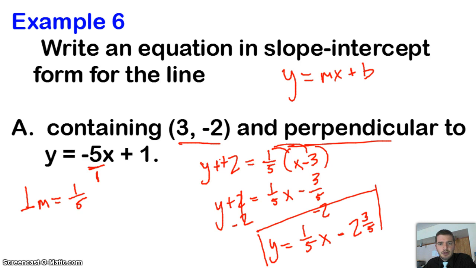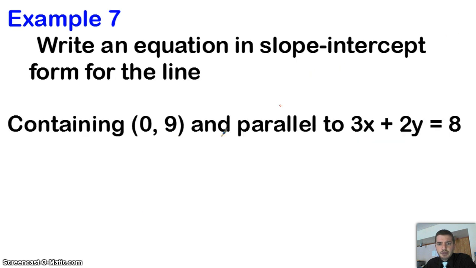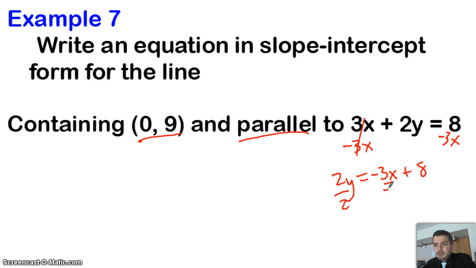I think I got one more here that I want to do for you. Okay, last one. So again, it says write an equation slope-intercept containing this and parallel to this equation. Now again, first things first, I got to solve for y to find the slope. So subtract 3x, 2y equals negative 3x plus 8, divide by 2. So y equals negative 3 over 2x plus 4. The plus 4 doesn't matter. All I'm concerned about is the negative 3 over 2.